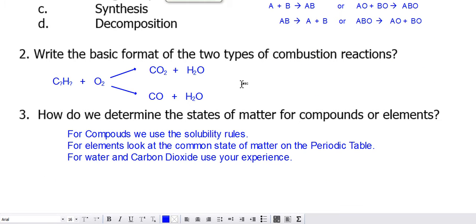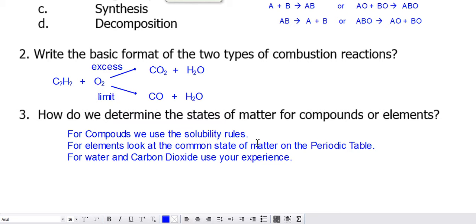What are the basic formats for two types of combustion reactions? It depends on how much oxygen there is. So if the oxygen is in excess and the hydrocarbon is burned, we make carbon dioxide and water. If there is a limited supply of oxygen, then we make carbon monoxide and water.